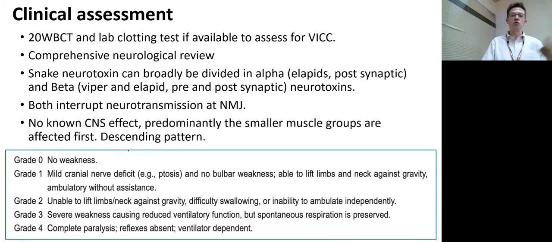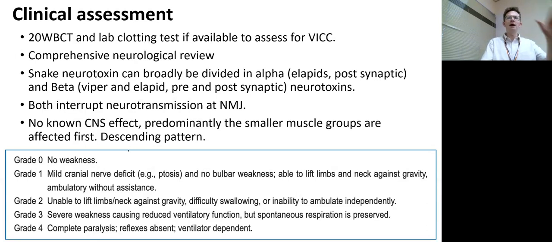A lab clotting test was not available. But interestingly, the 20-minute whole blood clotting test, when we did it, was positive. There was no clot. I then performed a comprehensive neurological review.